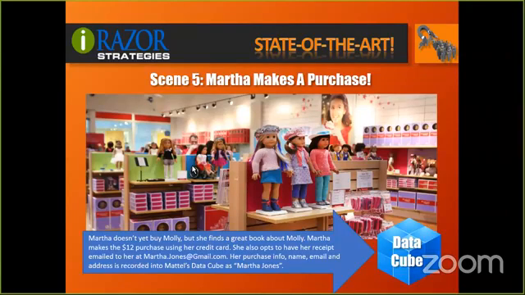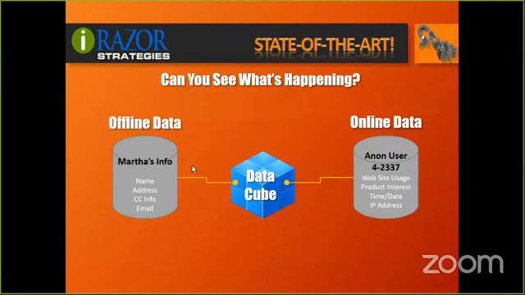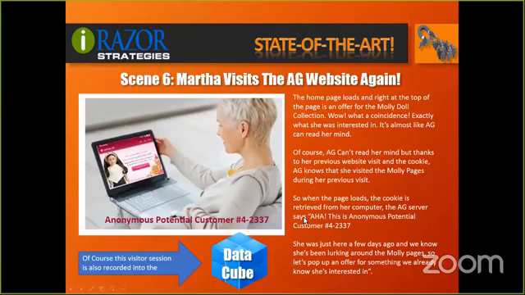Okay. So now, if we go to the next scene, you can see what's happening. We have this data cube. We had this online data that we had gotten from anonymous user 42337: website usage, product interest, time and date, IP address. Now we have the offline data from the store: Martha's info, name, address, credit card, email. They both reside in different locations, if you will, or compartments in this data cube. Are you with me? Okay. Now they match up exactly. Let's see. Scene 6. Hold on. Where was I? Okay. Let's go a little bit further.